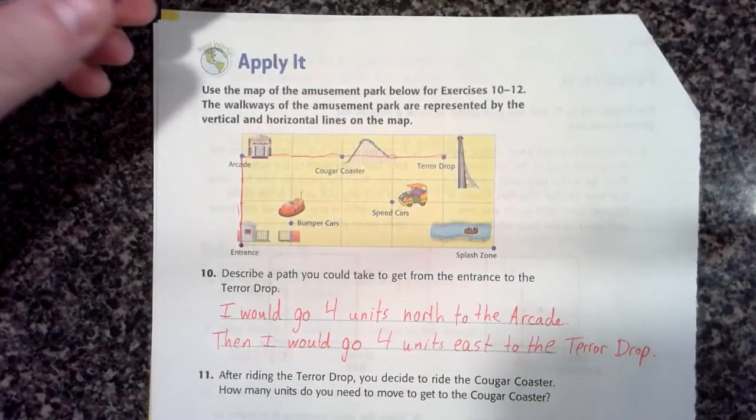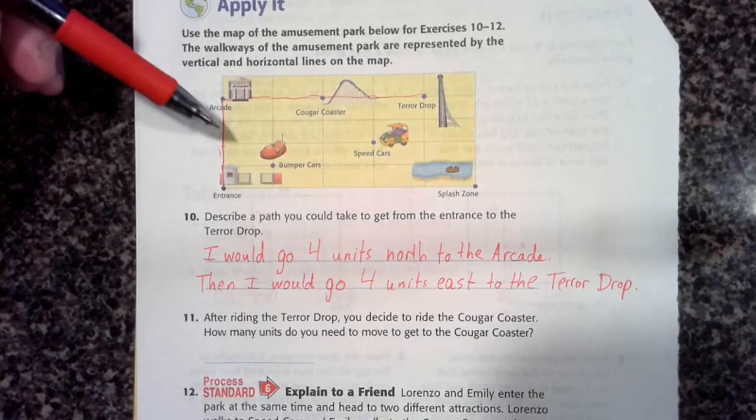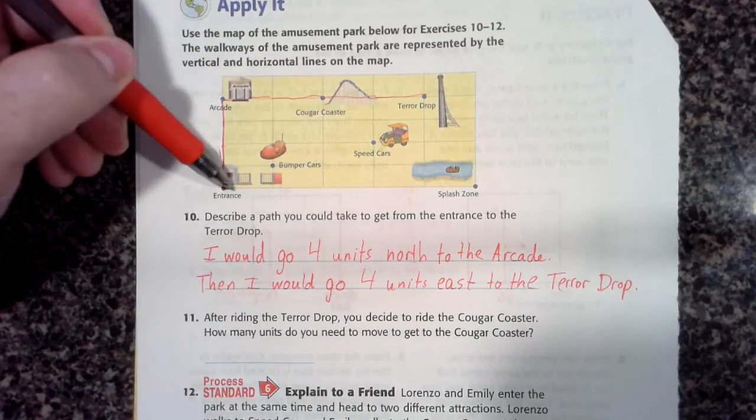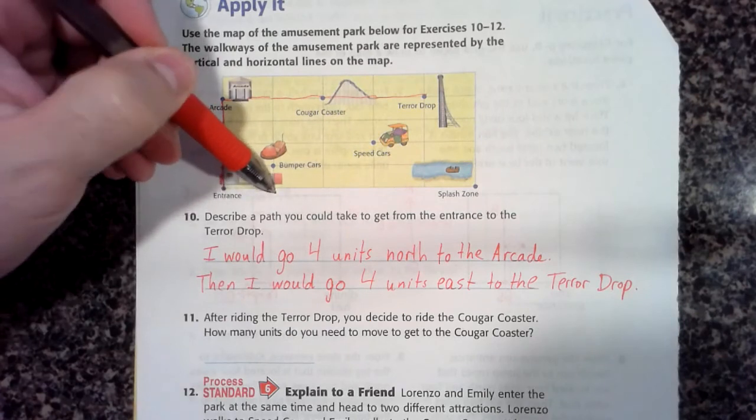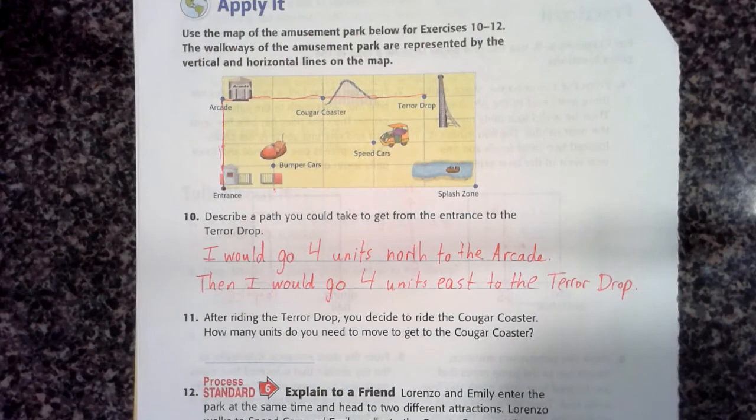Simple. When you do this in your homework, you can be as difficult as you want to be. You can say, I go 1 unit east, 1 unit north. You could do a bunch of stuff there.